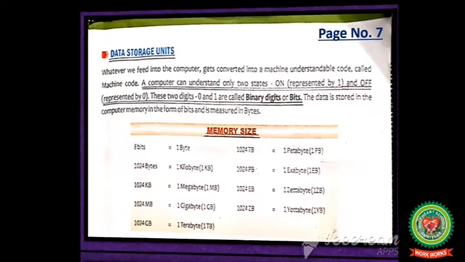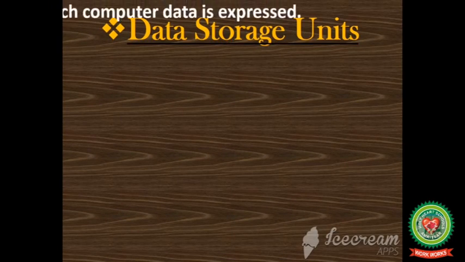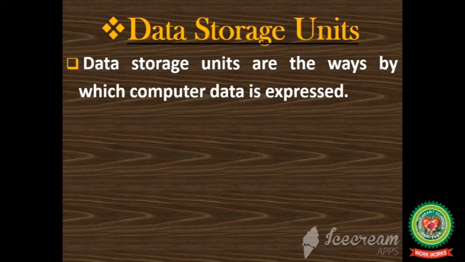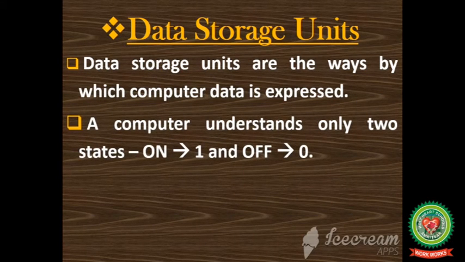Now, our next topic on page number 7 is data storage units. Data storage units are the ways by which computer data is expressed. Students, whatever we feed into the computer, it gets converted into a machine understandable code. Computer understands only two states: on, which is represented by 1, and off, which is represented by 0. So these two digits 0 and 1 are called binary digits or bits.